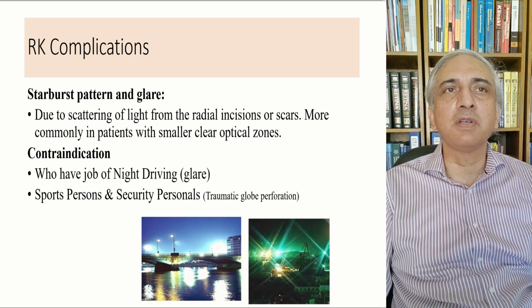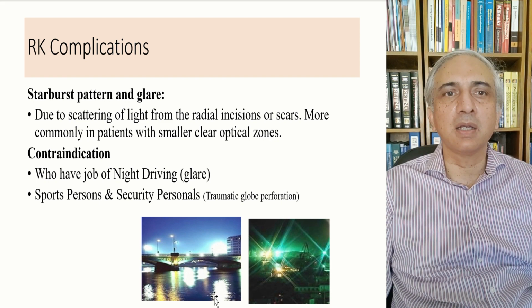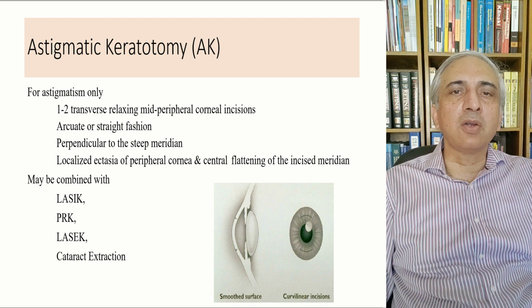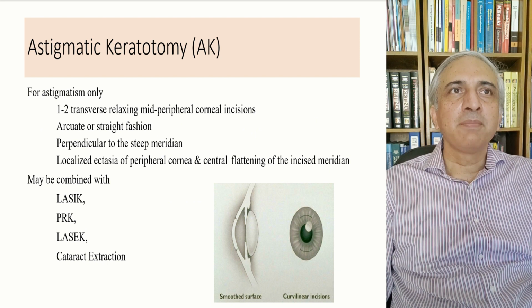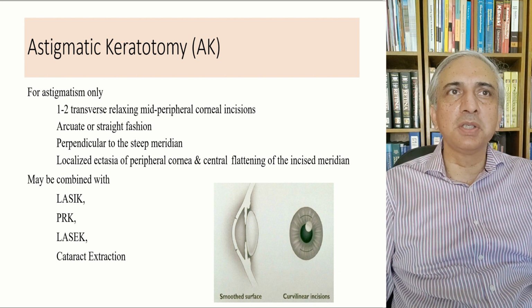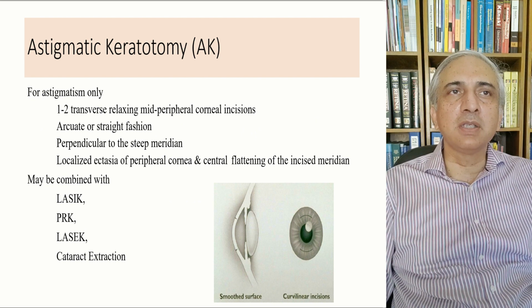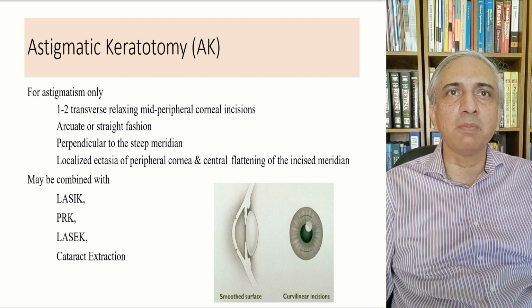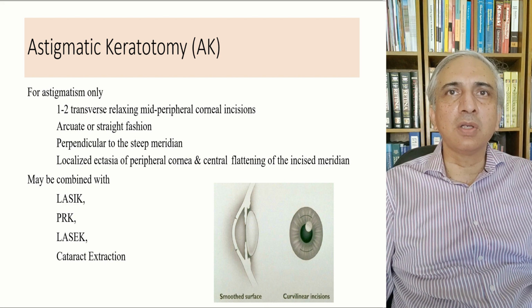Here you can see the different types. One is the starburst phenomenon and the other is the glare which you get around light. Then we go on to astigmatic keratotomy, or AK. For astigmatism, only 1 to 2 transverse relaxing incisions, mid-peripheral corneal incisions, arcuate or straight fashion, perpendicular to the steep meridian, and localized ectasia of the peripheral cornea and central corneal flattening.